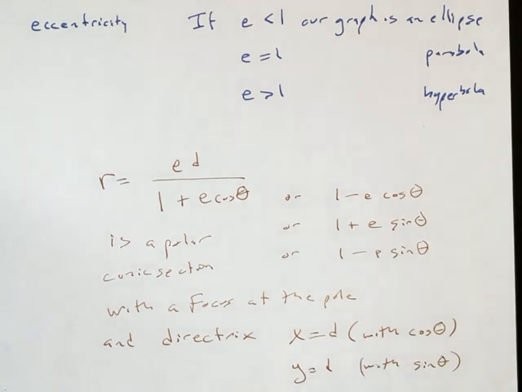And the e tells me what kind of conic section I've got. So if the e in this problem is less than 1, I've got an ellipse. If the e is bigger than 1, I've got a hyperbola. If the e is exactly equal to 1, I've got a parabola. E times d.